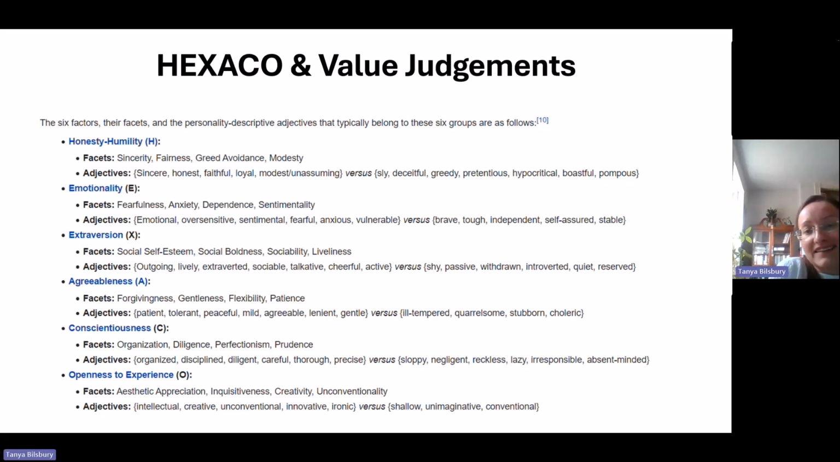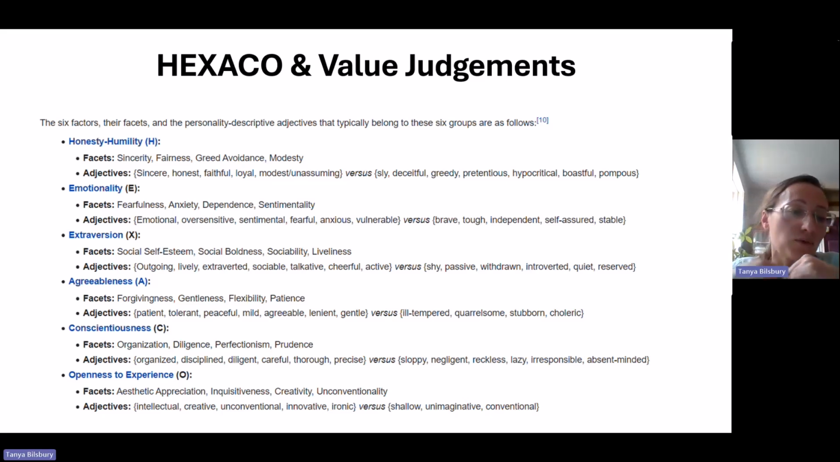The HEXACO has that same issue with value judgments. Okay, it sounds like it's good to be high in agreeableness and bad to be low in agreeableness. It sounds like it's good to be high in openness and bad to be low in openness. But really, there is no state, trait or behavior that is good or bad of itself. In some situation, given some goal, given some context, it is adaptive or maladaptive.